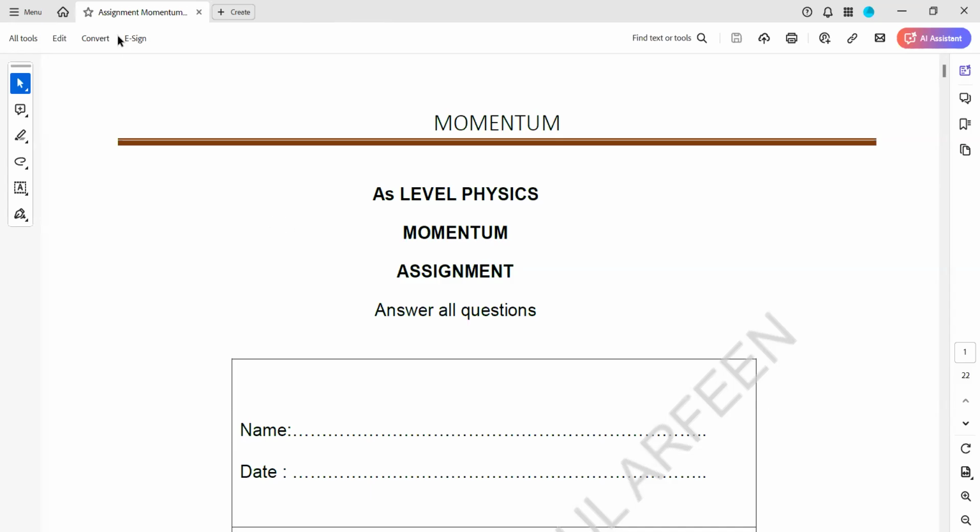So, exercise on momentum. We'll solve some questions related to this exercise.